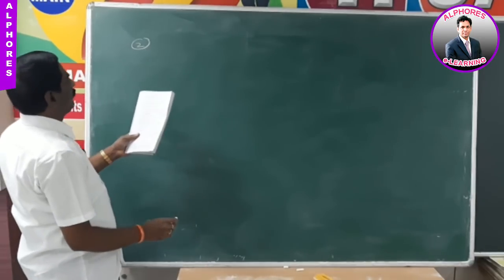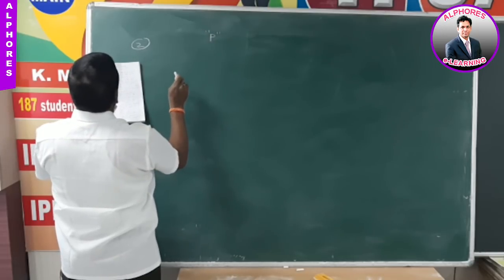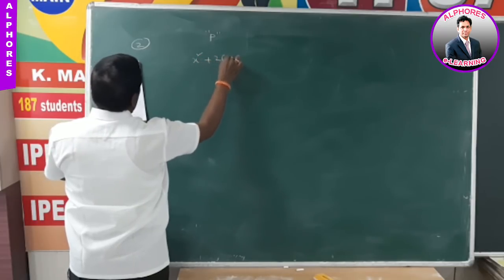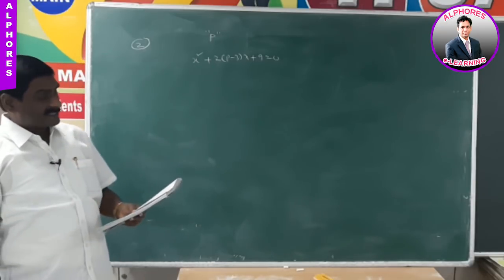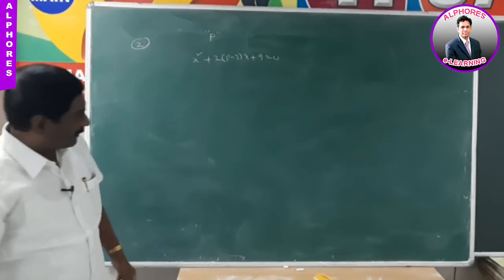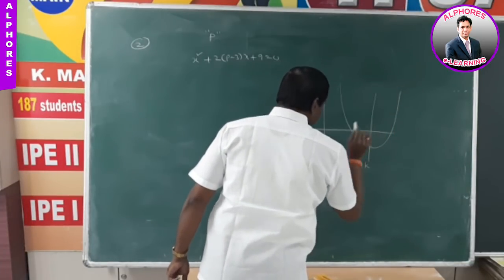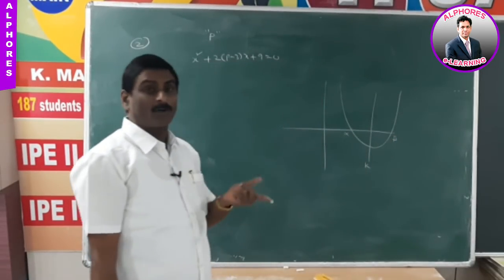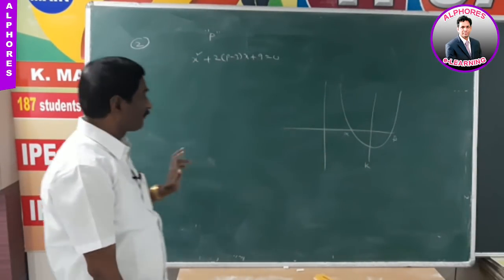The set of values of p for which 6 lies between the roots of the equation x square plus 2 of p minus 3 into x plus 9 is equal to 0. That means if k lies in between both the roots, what are the conditions? Suppose this is k. If k lies in between both of the roots, then delta greater than 0 and a into f of k less than 0.